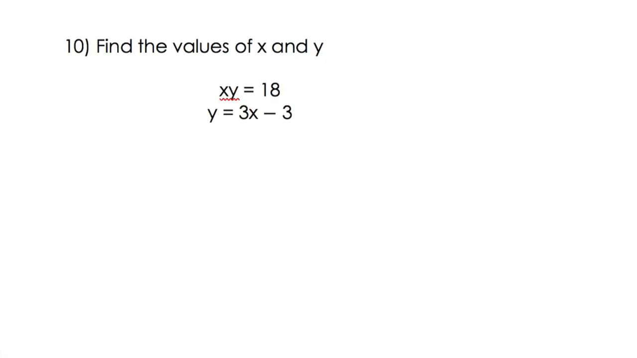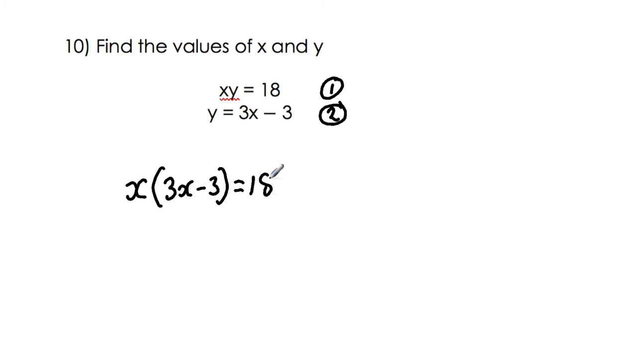Question 10 involves finding the values of x and y. So the first thing I'm going to do, I'm going to label the top equation, equation number 1, and the bottom equation, equation number 2. So top one, equation number 1, and the bottom one, equation number 2. Now I'm going to substitute equation number 2 into equation number 1. Therefore, what we should have is x, open brackets, 3x minus 3, close bracket, equals 18. I'm then going to expand the bracket. So x times 3x is 3x squared.